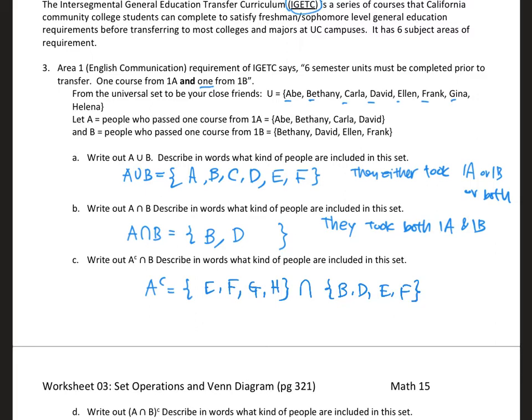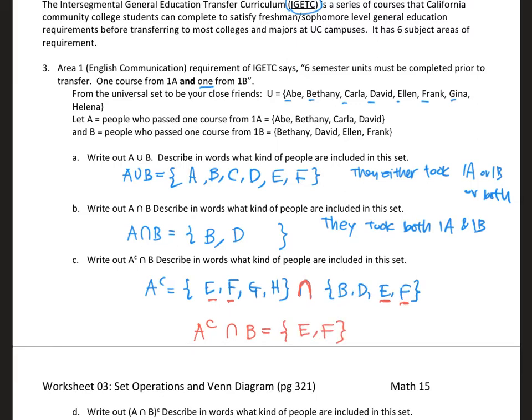Again, this is intersection, so that means you have to be in both sets. Who are in these 2 groups? Let's see, E, Ellen, and who else? F, Frank. I think those 2, that's it. So my final answer is A complement intersection with B is equal to Ellen and Frank.